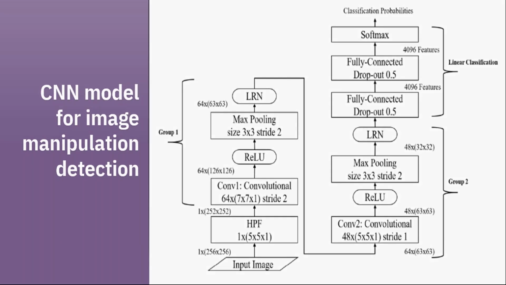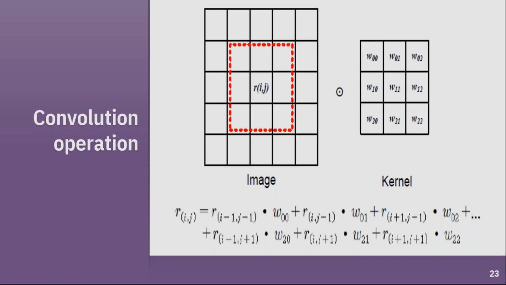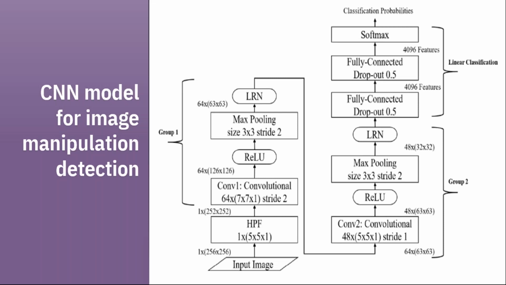So what do we do? We have an input image, and we apply the high pass filter onto that image. So we are able to extract only the high pass features which are not visible to the human eyes, because we are dealing with that part of the image which is not visible to the human eyes and which has been tampered. After the high pass filter, suppose the original image was of 256 cross 256. After applying the high pass filter, we get an image of 252 cross 252.